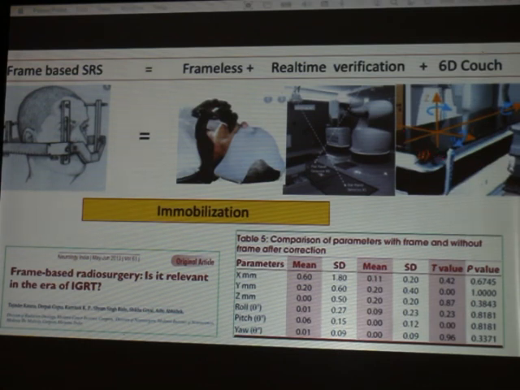So with this new technology, we do not have to put these nails. We are able to deliver a treatment as precise as what can be delivered with frame based. And with the advent of this technology, initially radiosurgery was limited to the brain. Now we have moved from the brain to other parts of the body also.